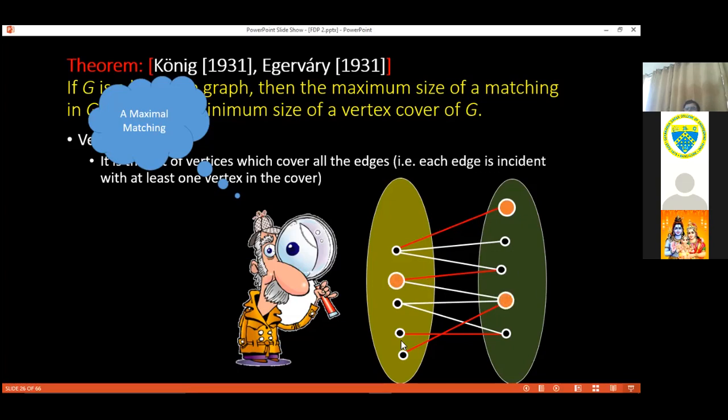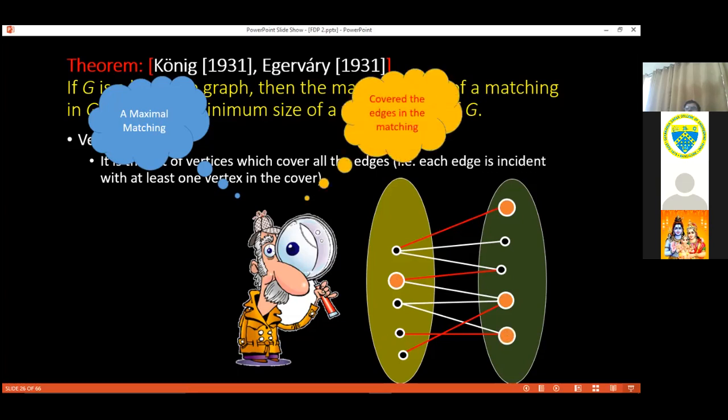For this, choose one of the end vertex. By this way, this already covered this one. Cover the edges in the matching. These vertices cover all the edges which are in the matching. So red edges, this covers red edges. Therefore, how many edges are there in the matching here?